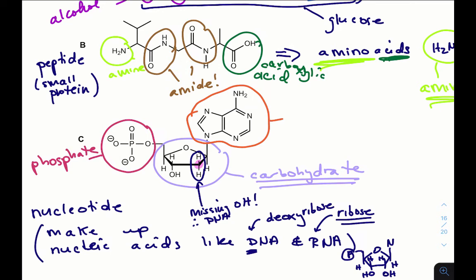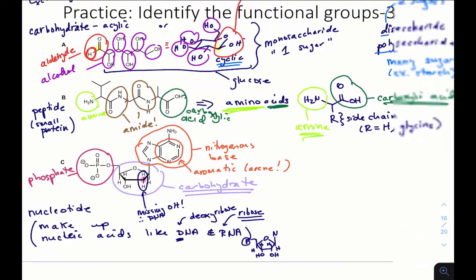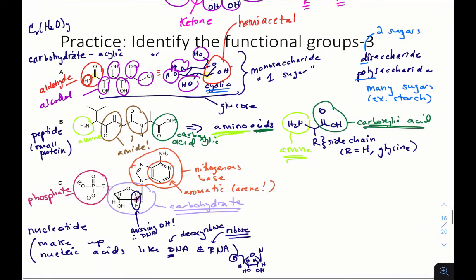Finally, we have the nitrogenous base that makes up the final functional group in the nucleotide. Okay, and check it out. We'll talk more about this in 12b, but hey, it's aromatic. There are some nitrogens instead of carbons, but that's definitely alternating pi bonds, so that's an arene. All right, look, you don't need to know all the details. I just want you to recognize the biomolecules.